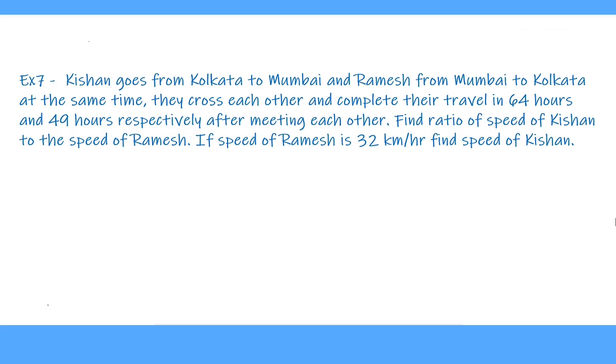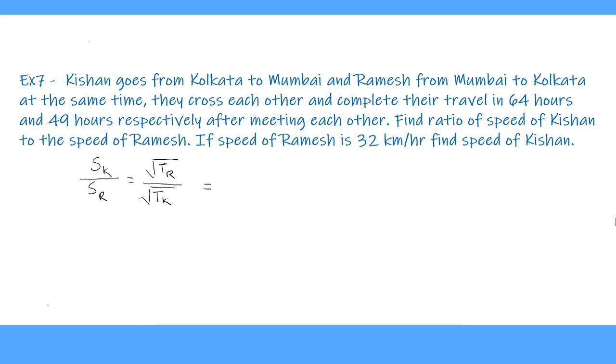So we solve like this. Speed of Kishan upon speed of Ramesh, we write speed of Kishan as Sk and speed of Ramesh as Sr, equal to under root of time of Ramesh upon under root of time of Kishan, which is under root of Tr, the time of Ramesh, and under root of Tk, the time of Kishan.